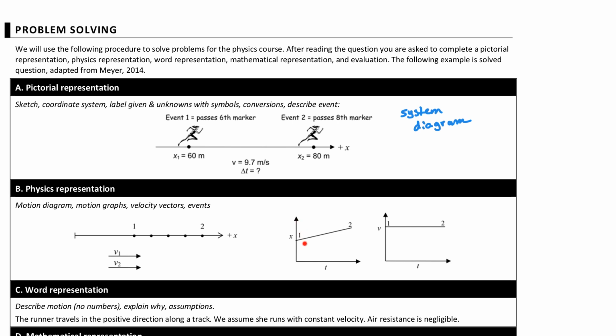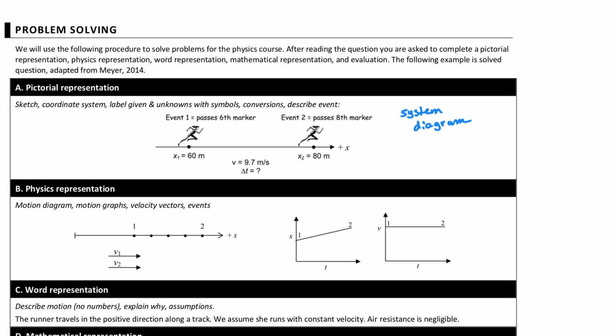We can see that here we have a position-time graph. Since this is positive x, we're labeling this as x. And this is our velocity-time graph, and velocity is positive when it's moving in the positive x direction and negative if it's negative. In terms of the position-time graph, the position is changing. Initially it's 60, then it's 80, and it's going at a constant velocity, so we get this nice straight line. Since the slope of this line is always constant, velocity is also constant throughout. This is event 1, this is event 2. So this is when it's at the 6th marker, and this is when it's at the 8th. Once we have the motion diagram, we'll have a better understanding of what's happening.